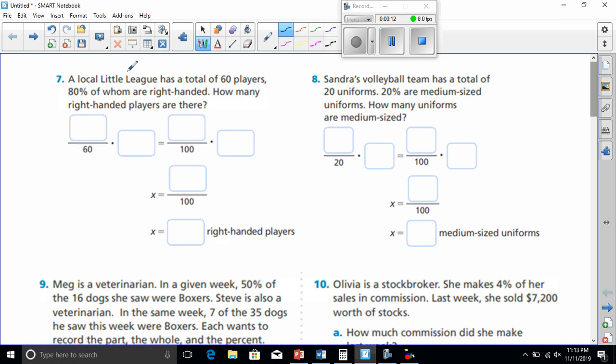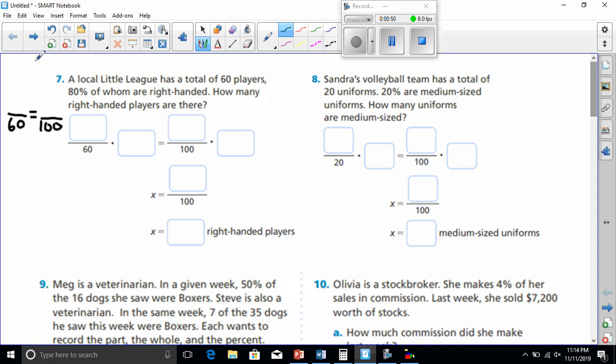Number 7 says a local little league has a total of 60 players, 80% of whom are right-handed. How many right-handed players are there? Looks like they've started somewhere in the middle here, so I'm going to start us at the beginning. The way I would set this up is I would know that I have 60 players on a team. That's going to be equal to 100% of the players. Now, I know out of the 100%, 80% of them are right-handed players.